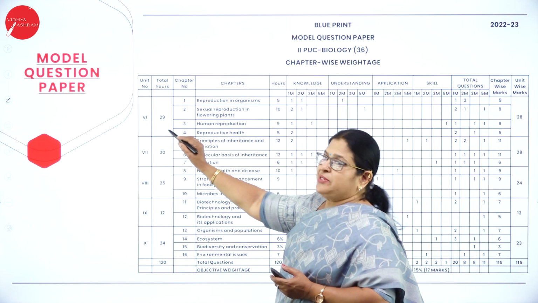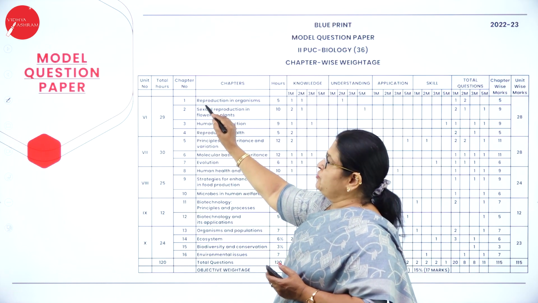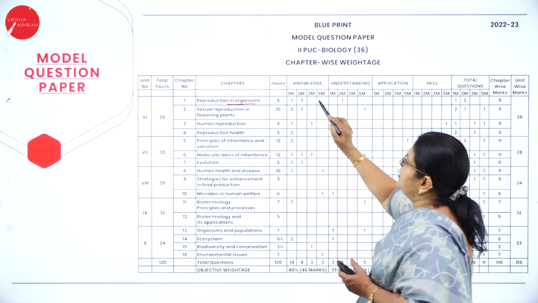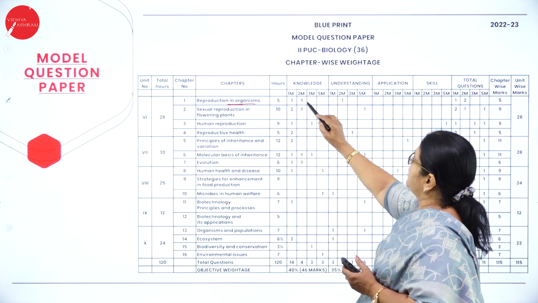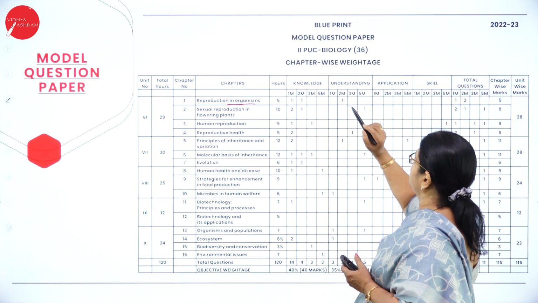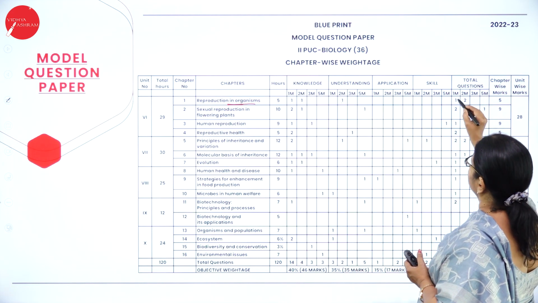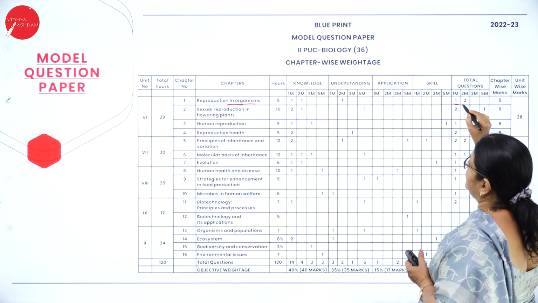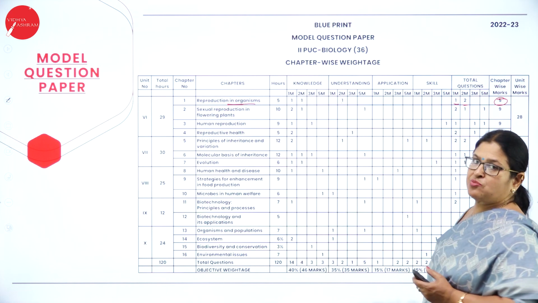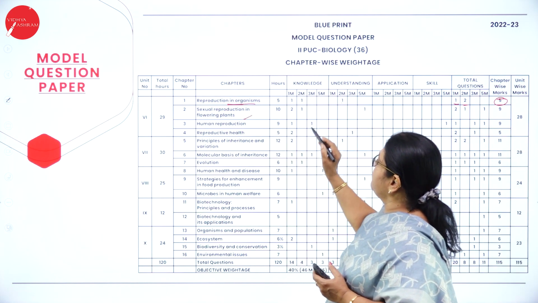So the first unit, as you know, is unit 6, reproduction, and it has 4 chapters. Reproduction in organisms: 1 marker question 1, 2 marker question 1, based on knowledge. Understanding 2 marker question 1, application no, skill no. So here total 1 marker question 1 and 2 marker question 1. So total weightage of marks for this particular chapter is 5 marks.